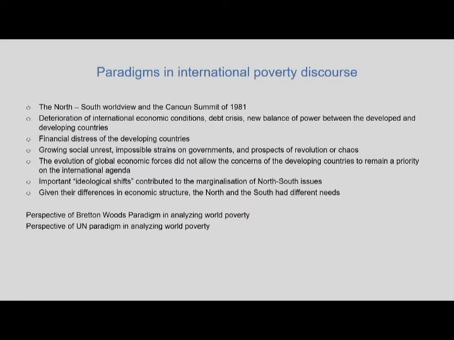And this evolution of global economic forces did not allow the concerns of developing countries to remain a priority on the international agenda. There was an ideological shift towards a structural adjustment program, and this contributed to the marginalization of the global North and the global South dialogue.